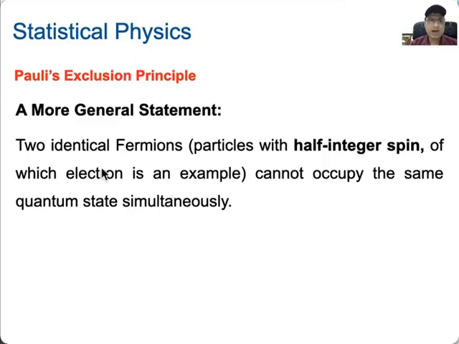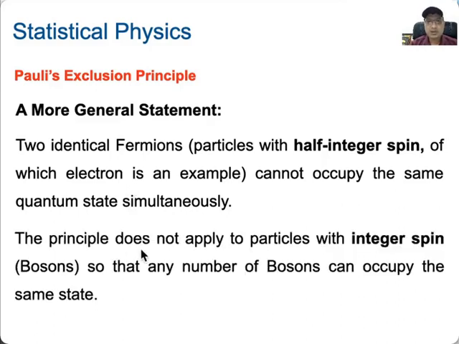Or in a more general way, two identical fermions, particles with half integer spin, of which the electron is an example, cannot occupy the same quantum state simultaneously. So if you have two fermions occupying the same quantum state, it means that these two fermions do not have all four quantum numbers identical. The principle does not apply to particles with integer spin, or bosons, as we have seen, so any number of bosons can occupy the same state.